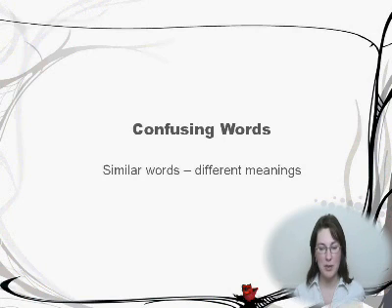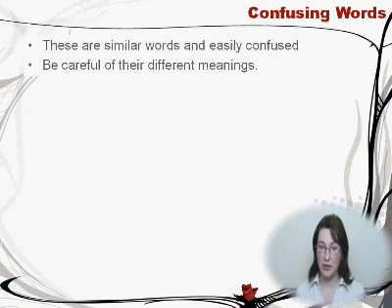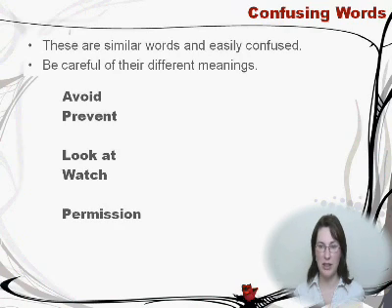Okay, great. So let's move on and have a look now at some confusing words. These are similar words, but they have different meanings. So it's very easy to confuse them. You need to be careful between the different meanings. So we're going to look at avoid and prevent. They have very similar meanings, but they need to be used in a different way. We're going to look at look at and watch, and permission and permit.